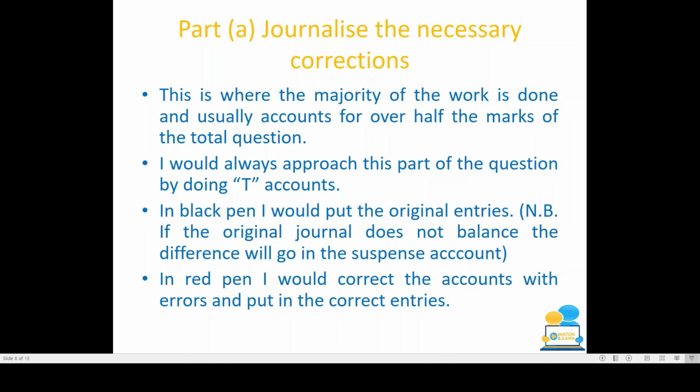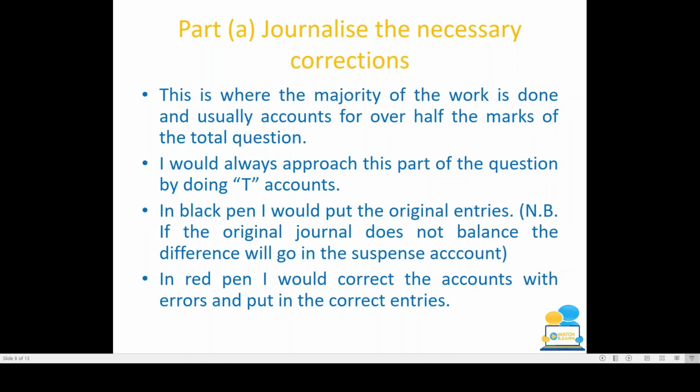So I would always approach this part of the question by doing T accounts. Usually you're given 5 kind of transactions or entries that are done wrong, and you have to fix them. So in black pen, I would put the original entry. So whatever they have done, I would put in black pen. If the original journal does not balance, the difference will go in a suspense account. If it balances, you won't need a suspense account. Then in red pen, I would correct the account.